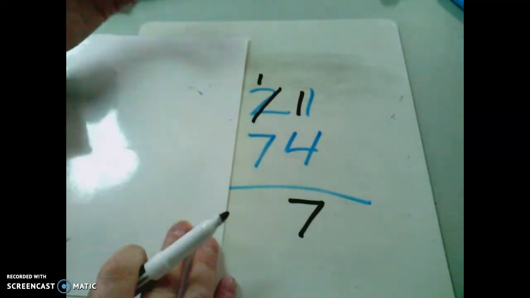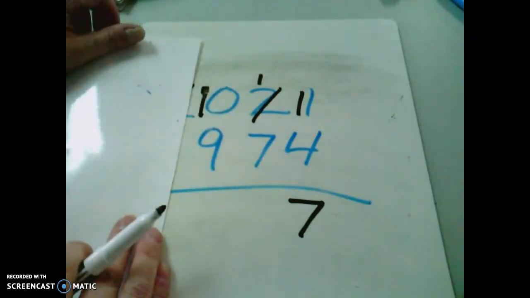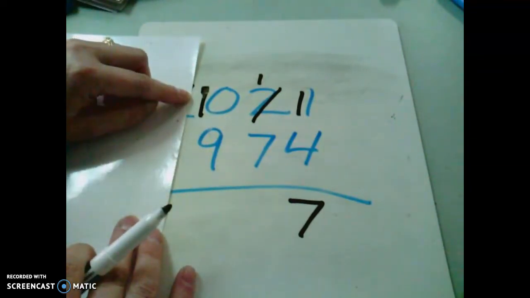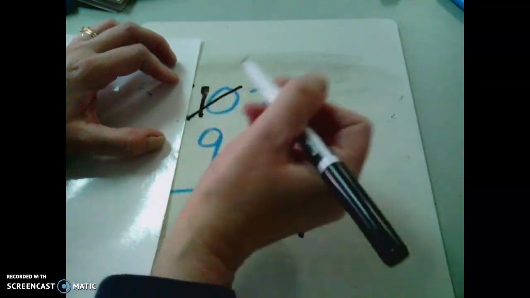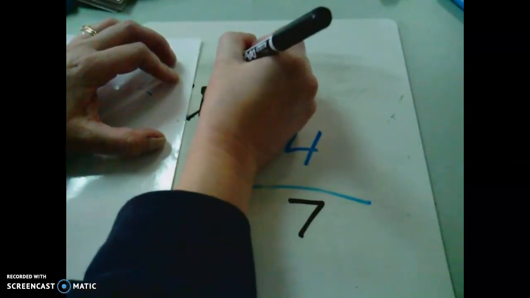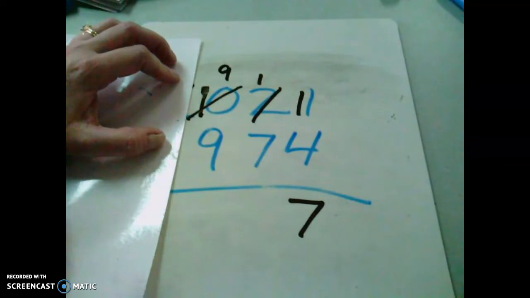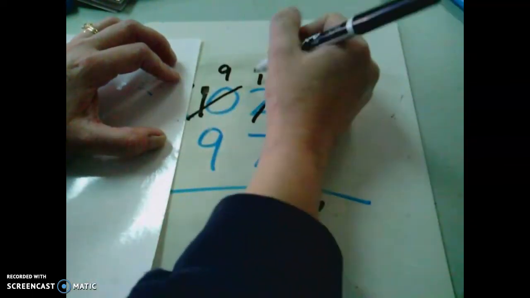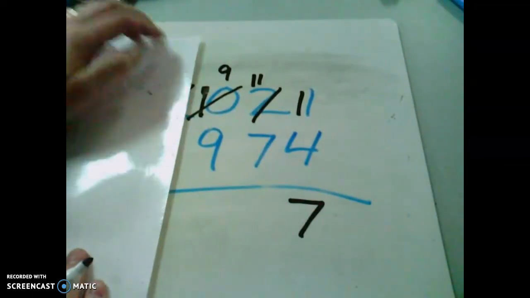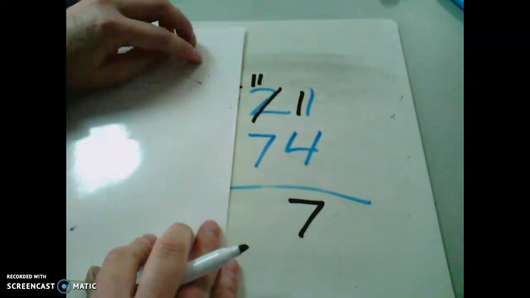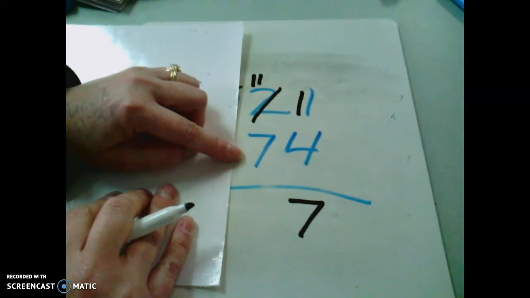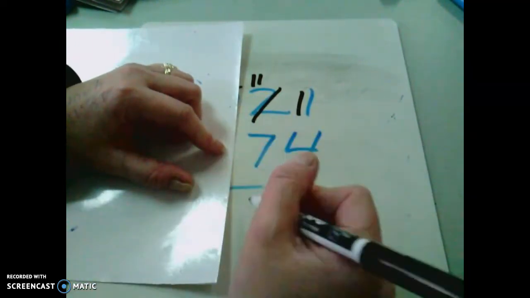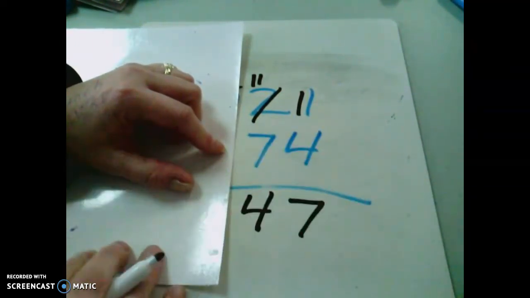Okay, 1 minus 7, I can't do that. Look at the next digit. Oh, now I have a 10. Absolutely, I can borrow from that. So I'm going to cross that off. That becomes a 9. And the one we borrowed goes up here. So we're going to go back to our tens problem. Now we have 11 minus 7. And I know that that is 4.